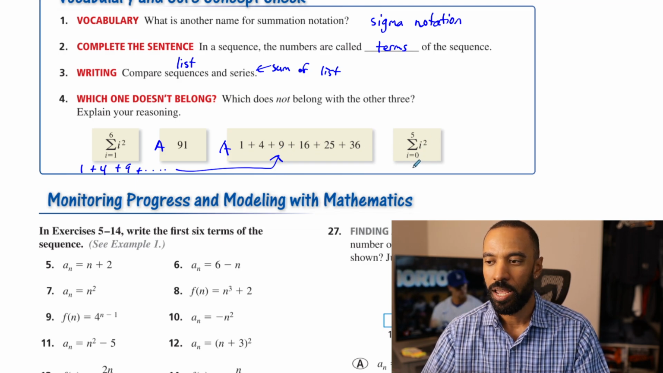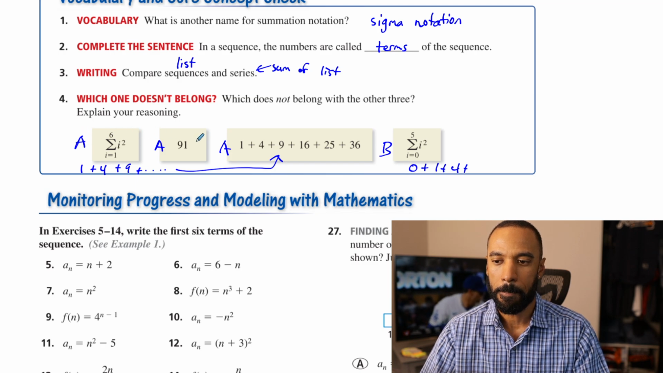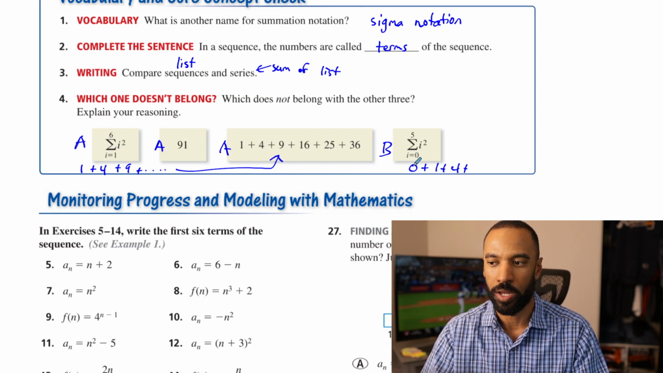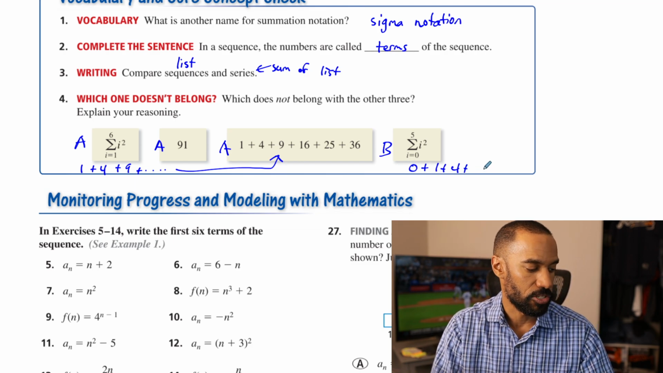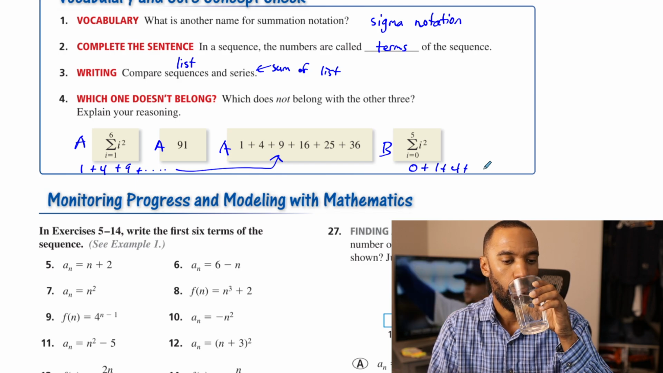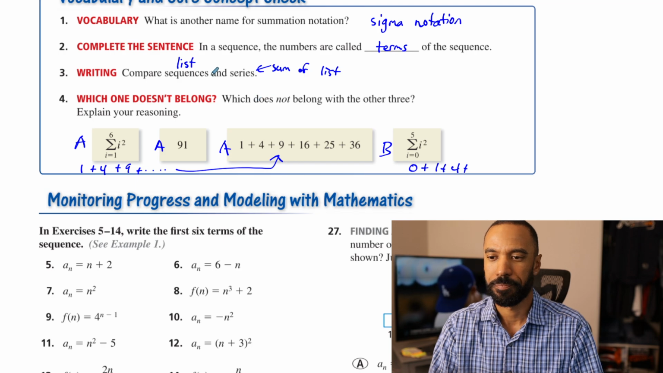This list, however, is 0 squared plus 1 squared plus 2 squared plus etc. all the way up to 5 squared. So this one's different. These are the same. This one's different because this is that list expanded out. This adds to 91. This adds to something less than. I guess it adds to 55, actually, because 0 squared is still 0.